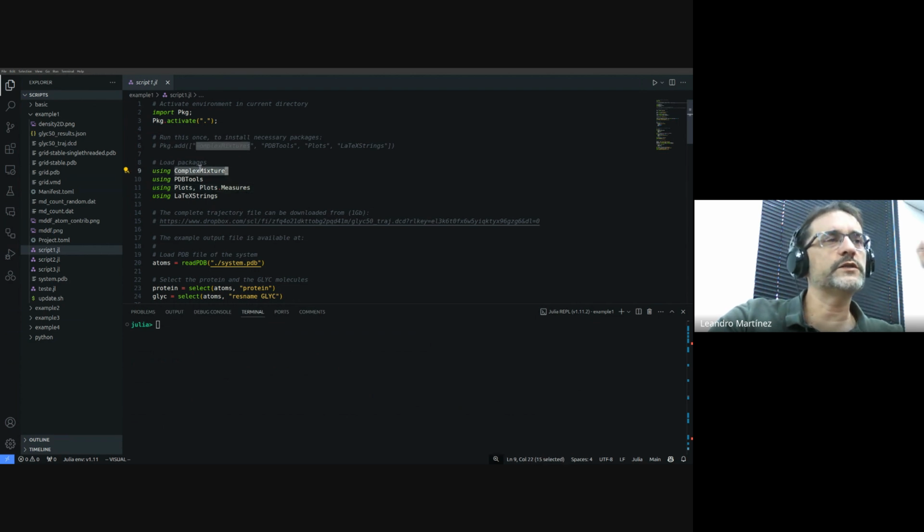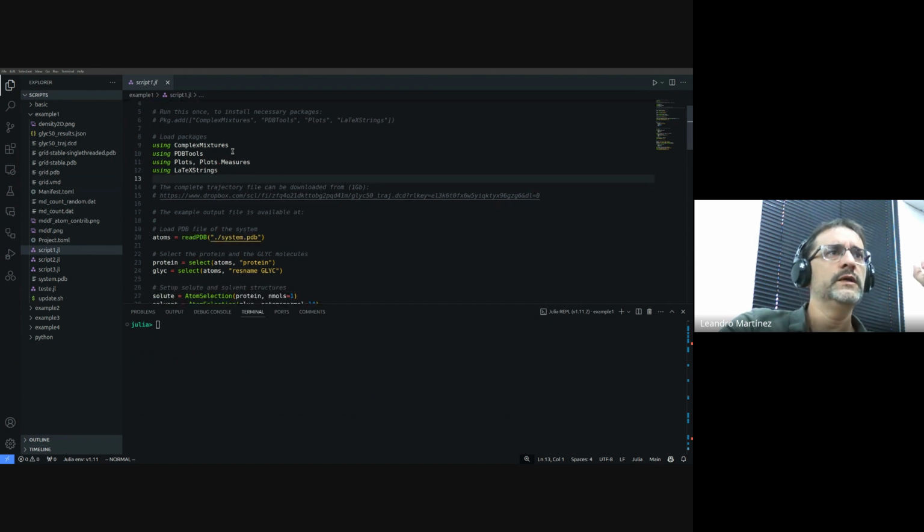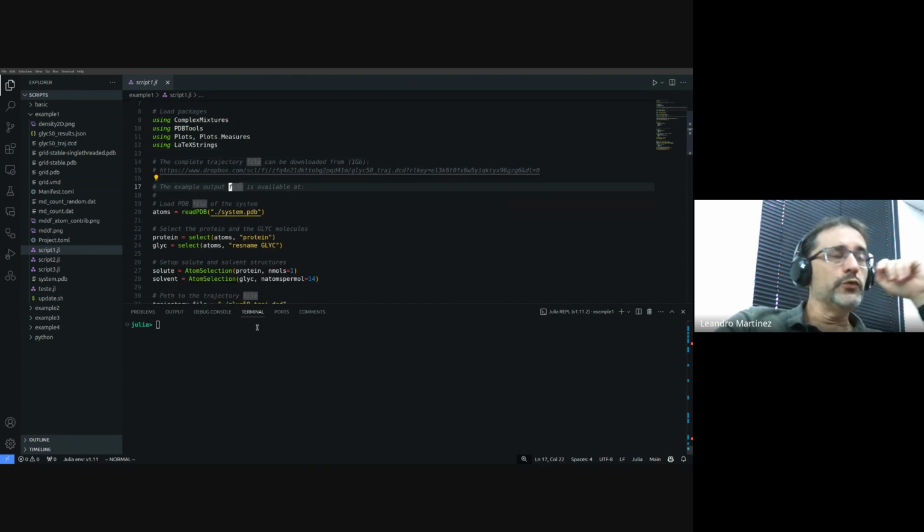This is, of course, the ComplexMixtures package. The PDBTools package is also a package that we developed to manipulate PDB files. This is Plots, the most common package for producing figures in Julia, and this is the LaTeXStrings package to write labels. Plots uses LaTeX. But actually, in the examples, I'm not going to explicitly use them. So anyway, what do we have?